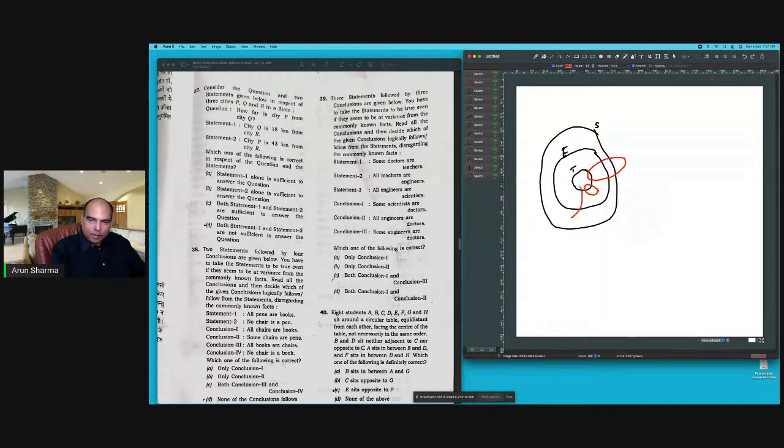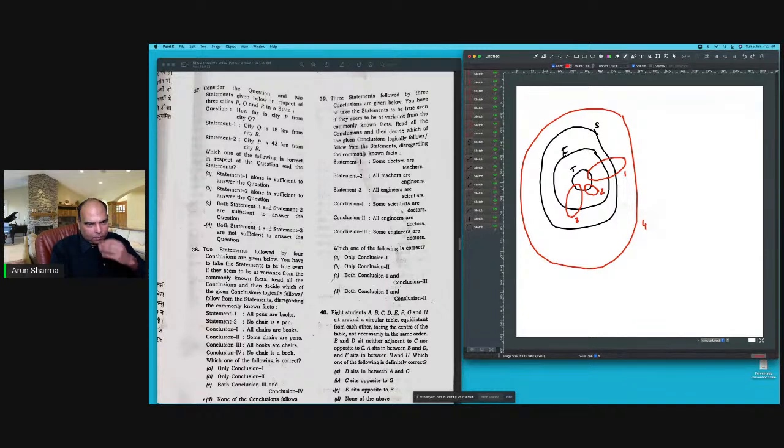My doctors circle can be like this, where the relationship between doctors and engineers and scientists is changing. My doctor circle can also be this, in this case. So the way you do it is you try to reject the conclusion. If this is figure one, this is figure two, this is figure three, this is figure four, and I want to reject the first conclusion, some scientists are doctors, then I have to show that no scientists are doctors.